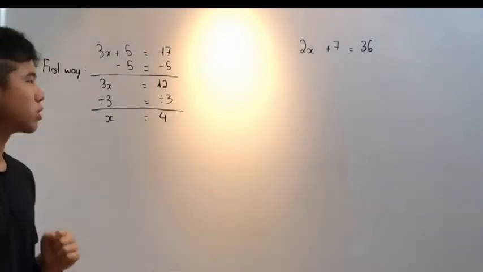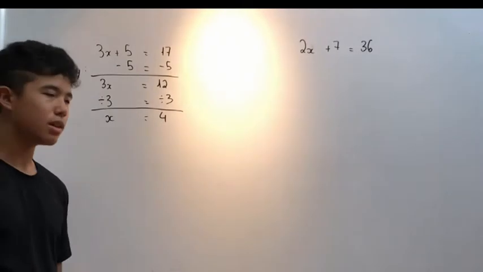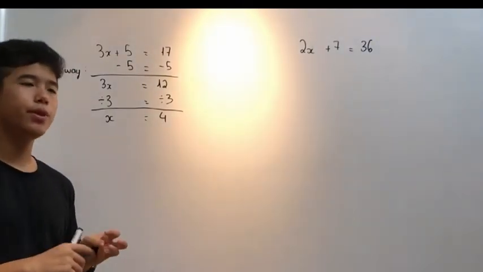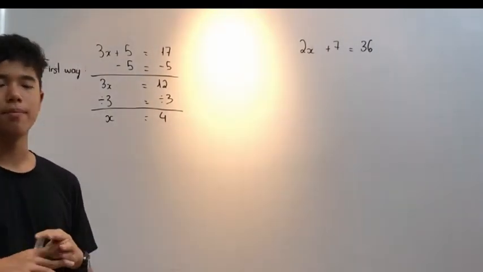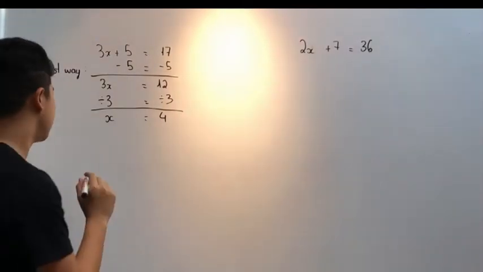So that is the first way. The answer we get is x equals 4. Just remember, if you do something to one side, the other side must do the same thing as well. This is the second way.